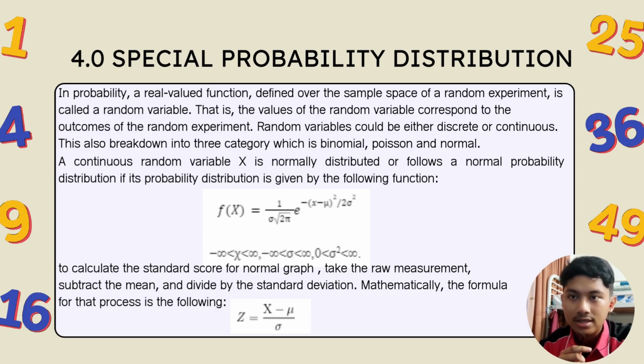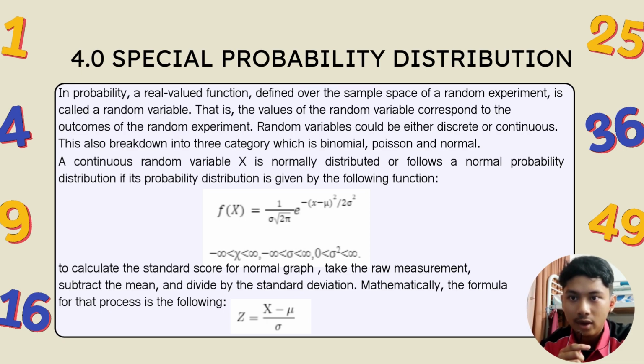The next subtopic is special probability distribution. In probability, a real valued function defined over the sample space of the random experiment is called a random variable. That is, the value of the random variable corresponds to the outcome of the random experiment. A random variable could be either discrete or continuous. This also breaks down into the categories which are binomial, Poisson, and normal.